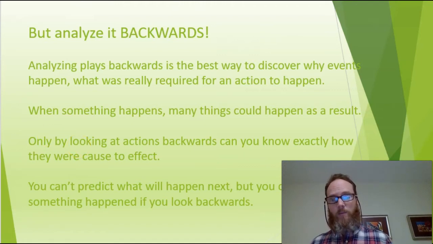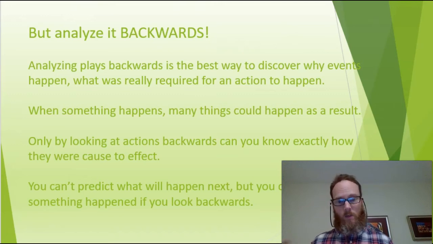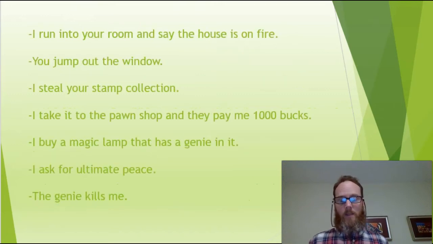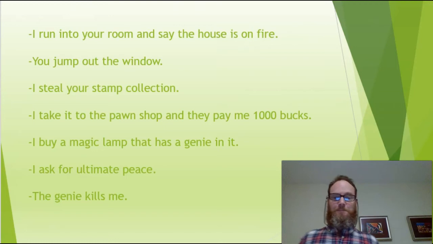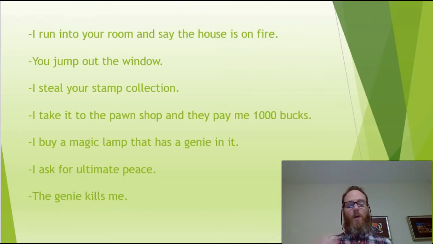So those are his main points. That's sort of the point. So let's think about this. One of the ideas that he throws out there in the book is when something happens, there are thousands of other possibilities. I run into your room and I say that the house is on fire. The next thing that happens is you jump out the window. Well, if I run into your room and say the house is on fire, many things could happen from that.